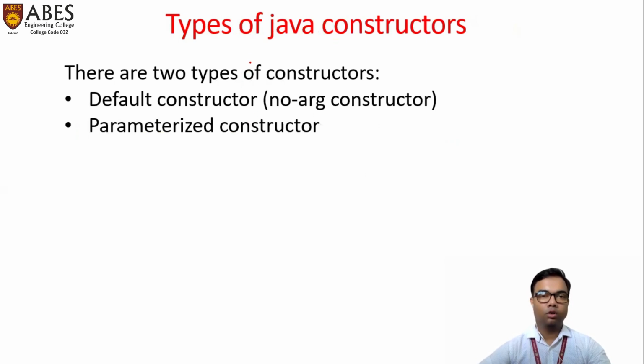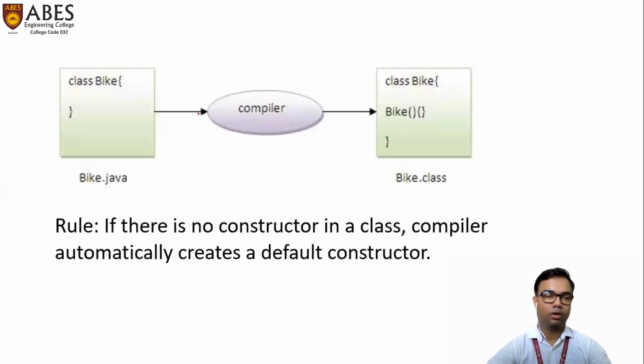There are two types of Java constructor. The first one is the default constructor, or we can also say it is the no-argument constructor. And the second one is the parameterized constructor, means when we have a constructor that has parameters, that is called a parameterized constructor. So we will create these two types of constructor. These are the different types of Java constructor we have.